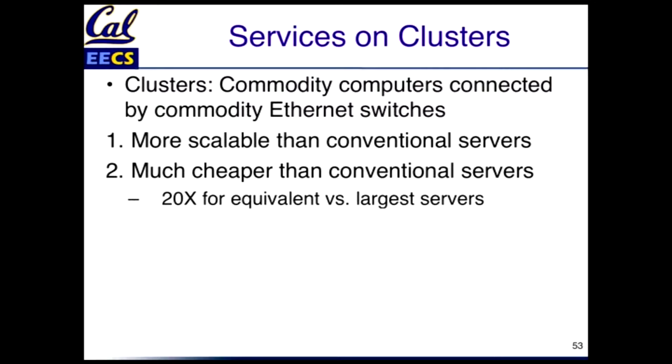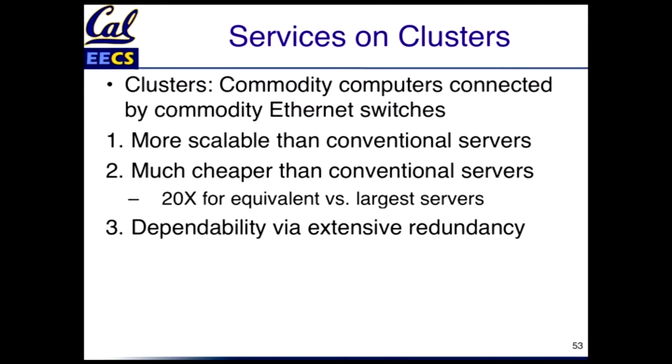Urs Hölzle and Luiz Barroso wrote a book about warehouse scale computers, and they think it's about a factor of 20 cheaper. So for the same amount of computation or disk storage or memory, it costs 20 times as much to buy the gold-plated stuff from a mainframe like IBM versus PCs. And the way they get dependability in clusters is just to have a lot of redundant copies. So if it's 20 times cheaper, you can afford to have 3 replicas of everything. It's still 1/7 the cost of the gold-plated version. So the parts aren't very dependable, but you triplicate them, and collectively the software makes it dependable.